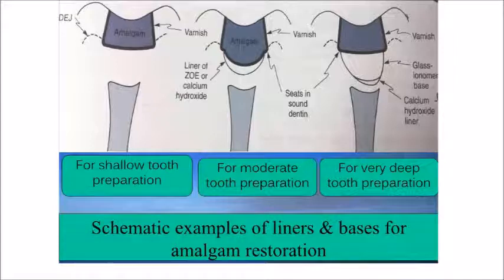Now the seeds in sound dentin can also be seen there. For a very deep tooth preparation, we are using a calcium hydroxide liner, a glass ionomer base, over which again varnish is placed. So these three things, that is liner, base as well as varnish, can all be applied for very deep preparations. This is how we have to choose based on the remaining dentin thickness.